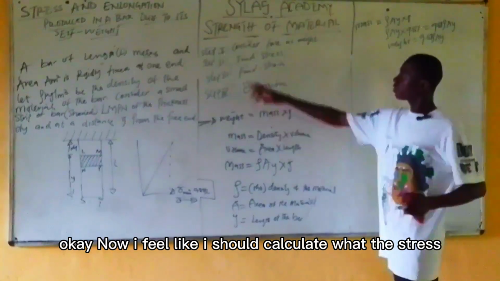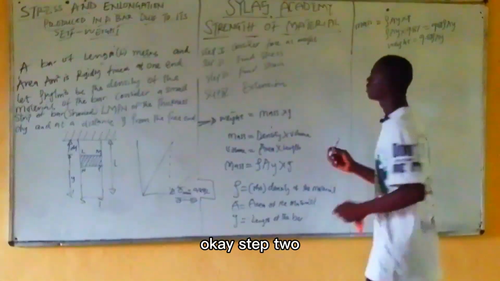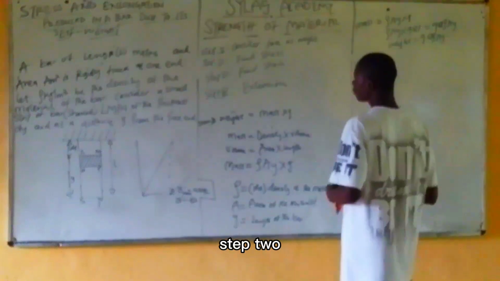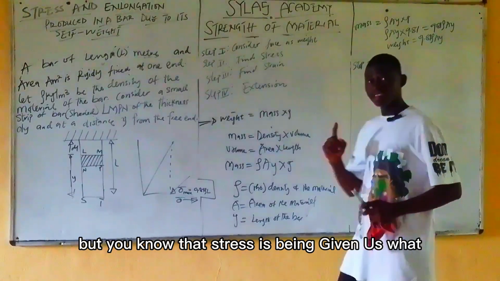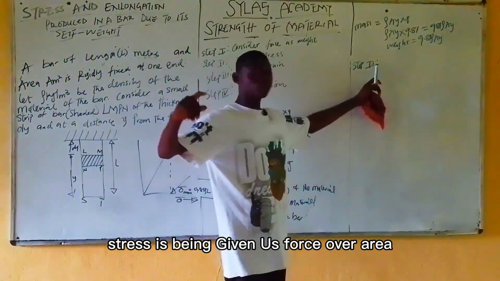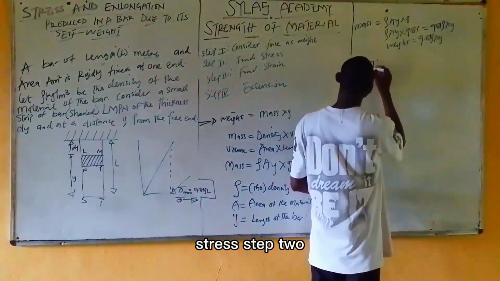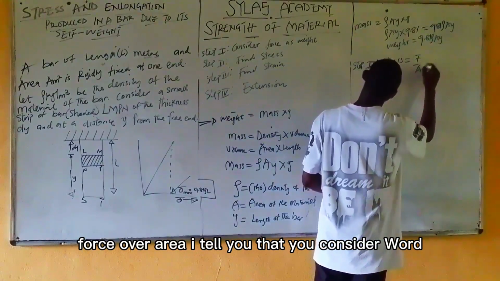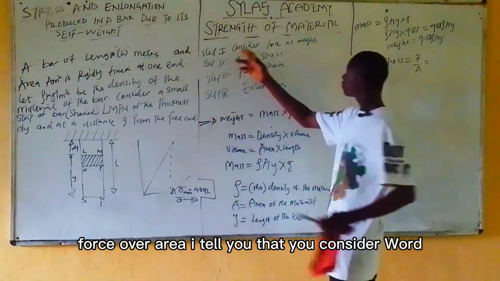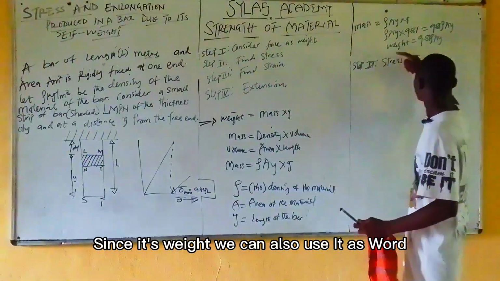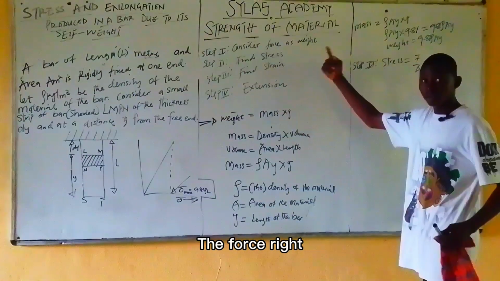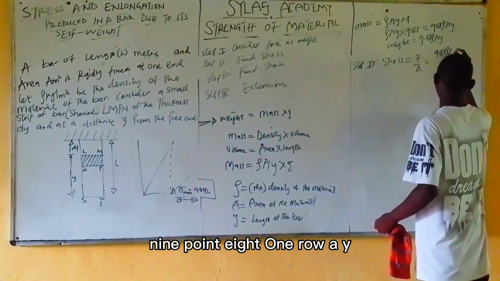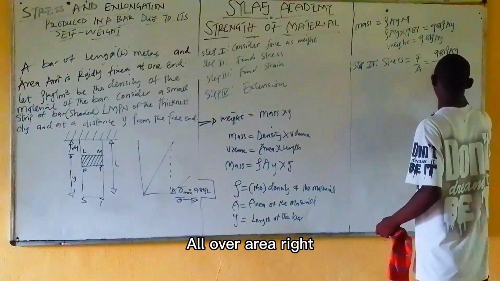Now, step 2: I should find the stress. You know that stress is given as force over area. I told you to consider force as weight, or weight as force. So force is 9.81 rho A y, all over the area.